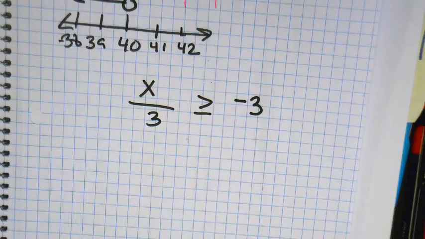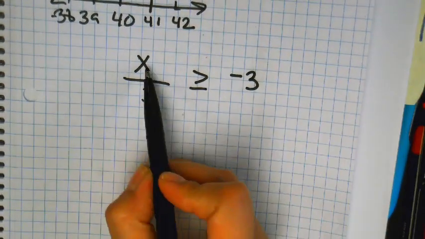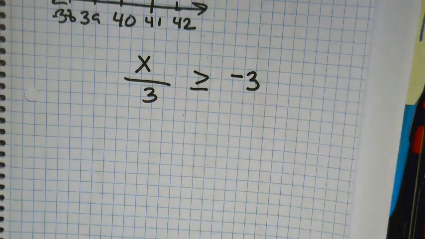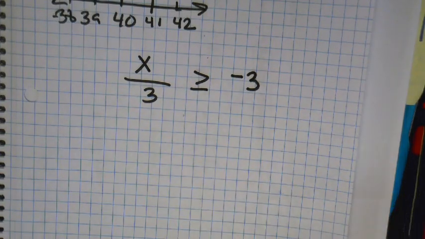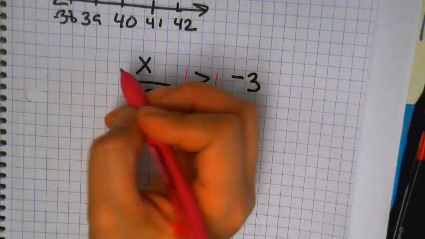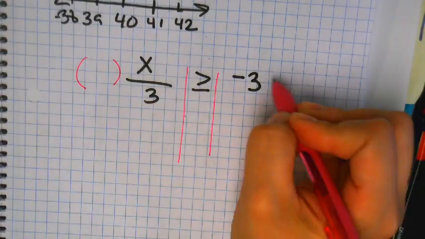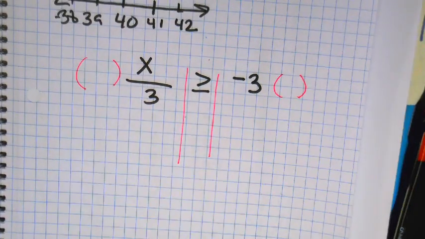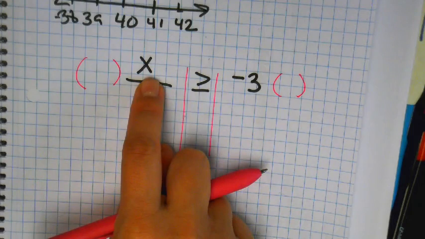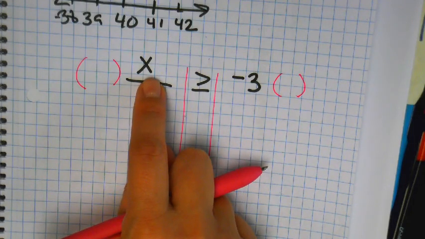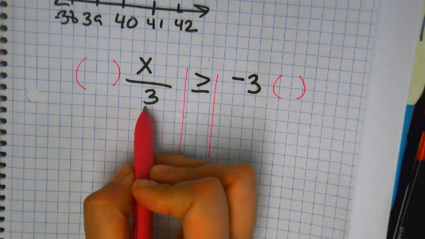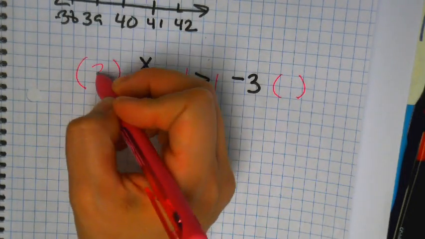All right. Let's say x divided by 3 is greater than or equal to negative 3. What do I do? So we're going to put the parentheses here, parentheses here. What number do I multiply by? 3. You multiply by the number on the variable side. That's the number you want to move. That's the number you use. This is the number I want to move. This is the number I'm going to write down.